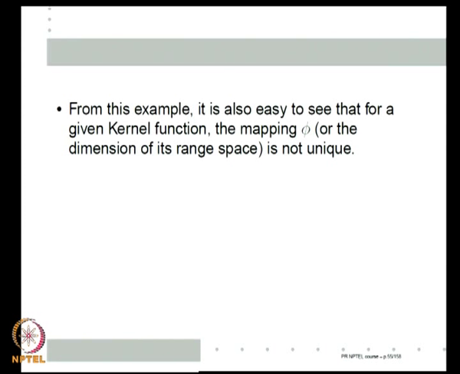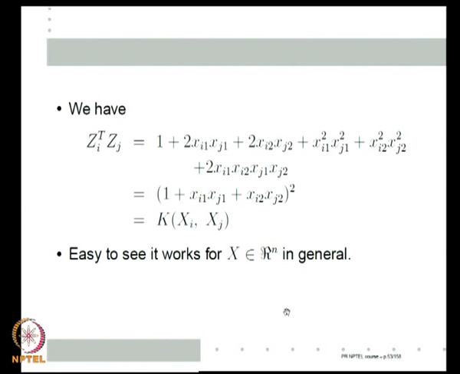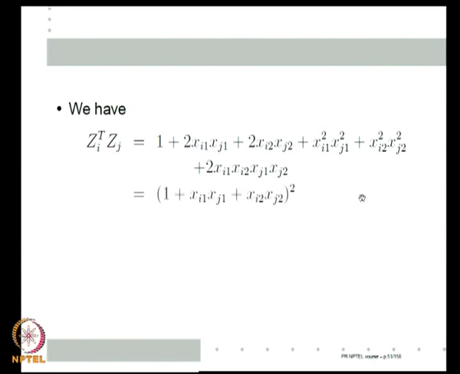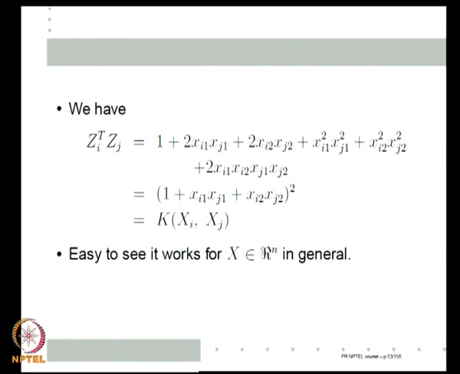The other thing that we want to mention is that for a given kernel function, neither the mapping phi nor its range space is unique. We chose this particular phi, but for the same kernel function many other phis work. What other phis work? It is very easy to see.